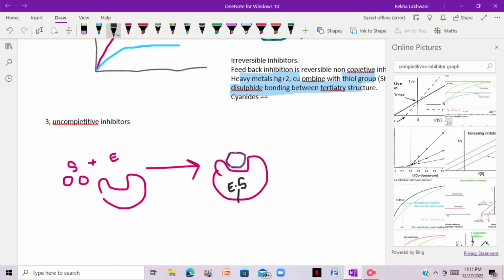Basically, this type of inhibitor is only given in the new synth book. It's not given in any other.